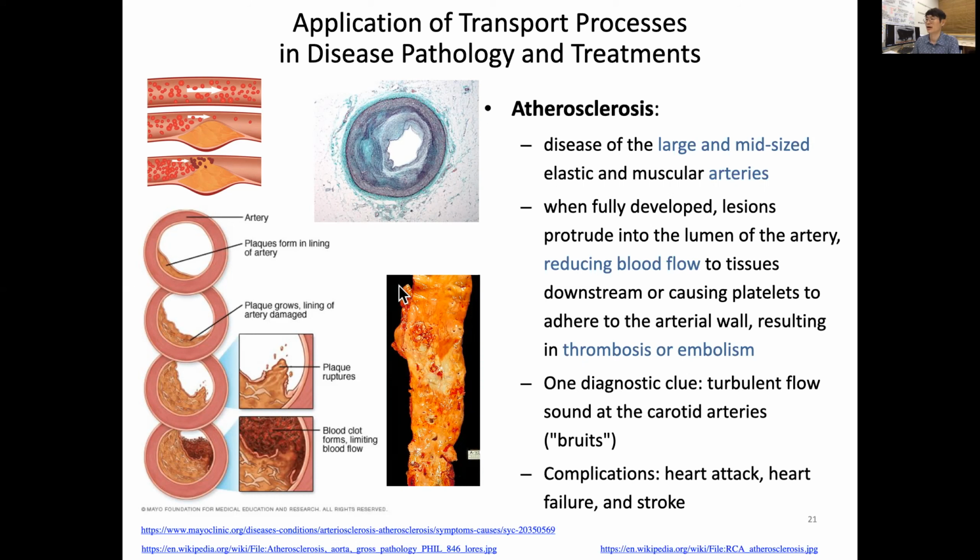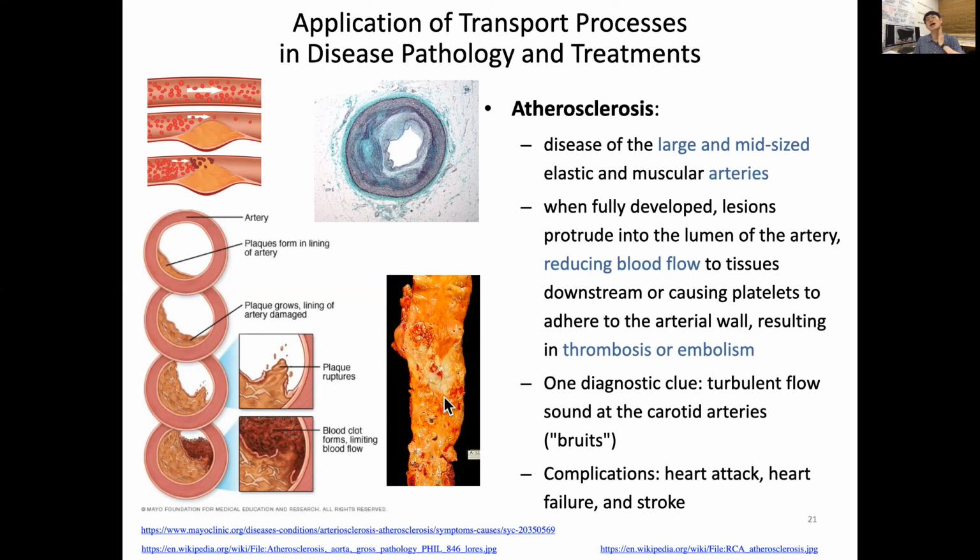And here I put a real sample with a stain, so you can see this narrowed artery caused by atherosclerosis. And also this pathological picture is from the aorta. So the aorta developing atherosclerosis. You can see the lesions here. The surface is not smooth at all.